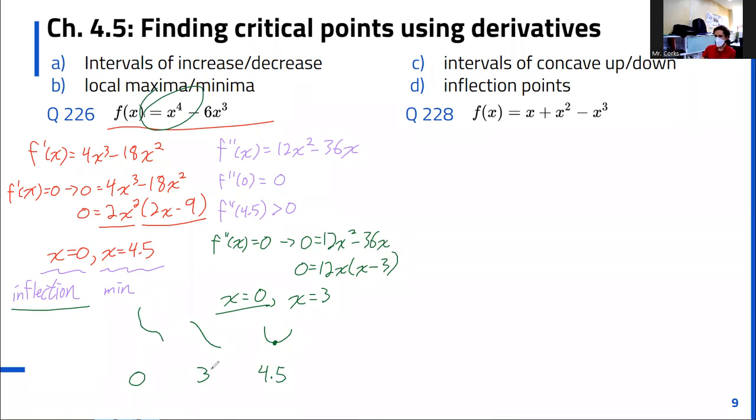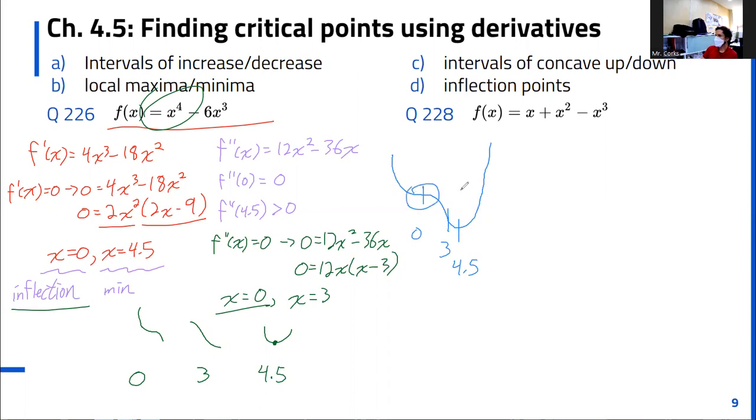Okay, so putting this together gives us a good sense of what this graph looks like. So it should be, I'll do some blue here. So it's gonna go flat and then inflect and then minimum and then up. So this is when x is equal to 0. We have an inflection point around here where x equals 3. And a minimum where x equals 4.5.